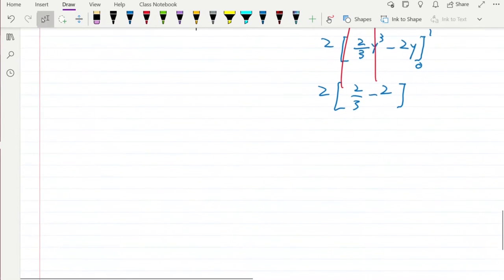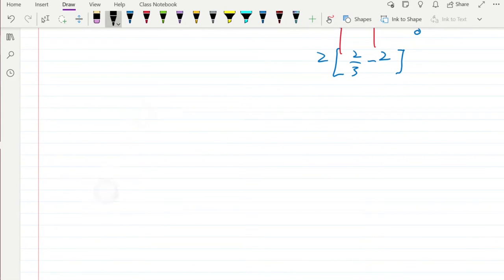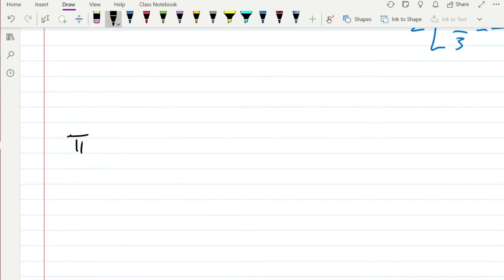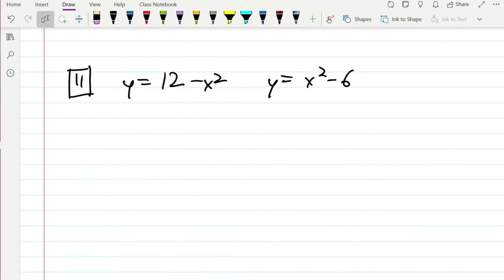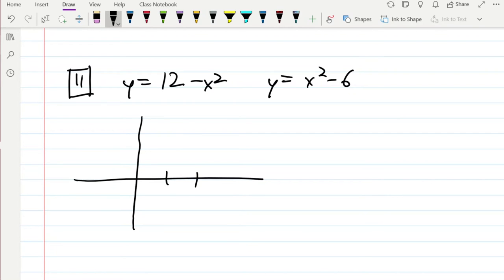Okay, so now we're going to go on to number 11, which is y equals 12 minus x squared, and then y equals x squared minus 6. This one here doesn't, oh wait, no, we still need a sketch. Yep, okay, then we can do that real quick. Otherwise, it's still worth sketching.